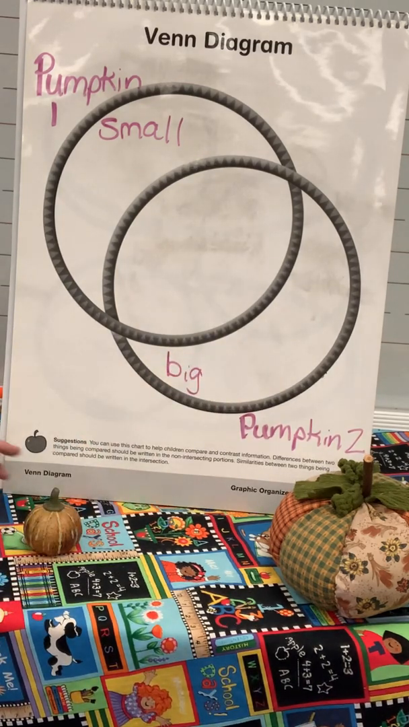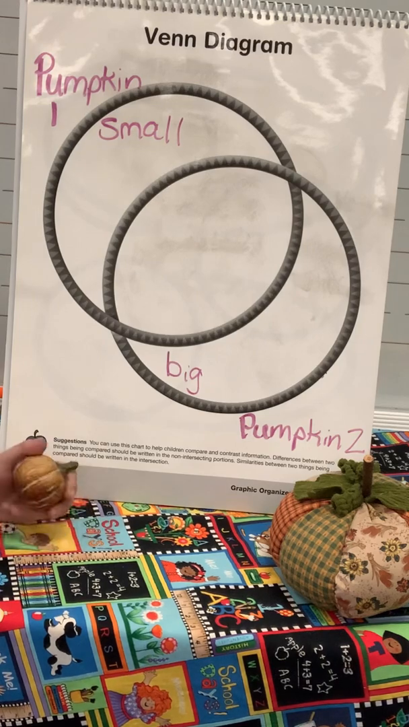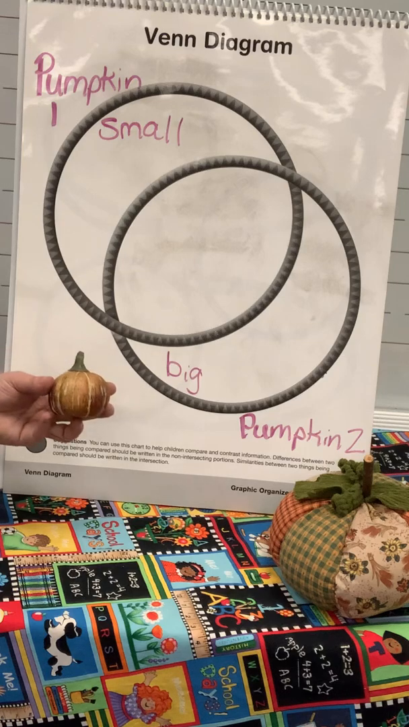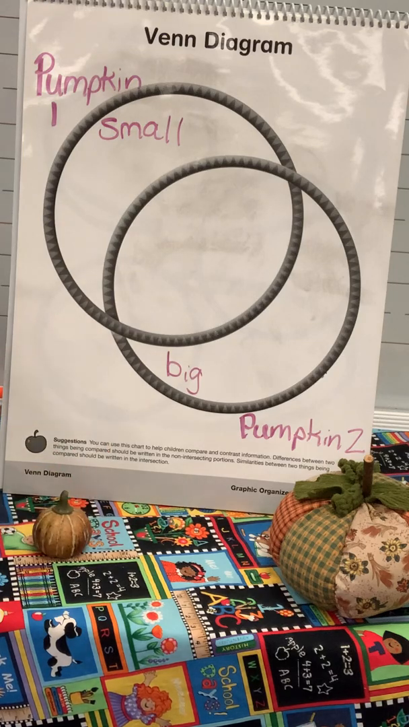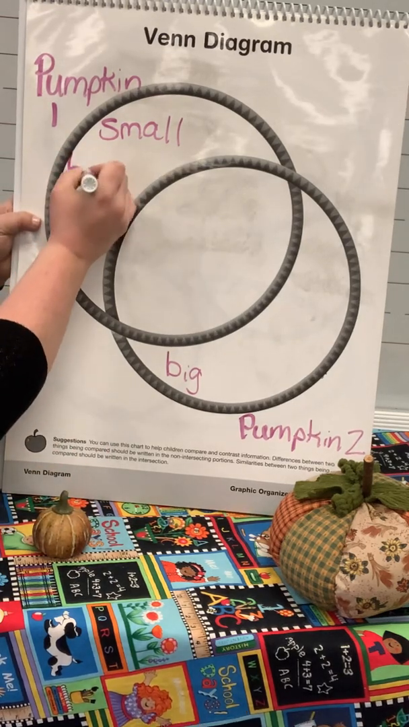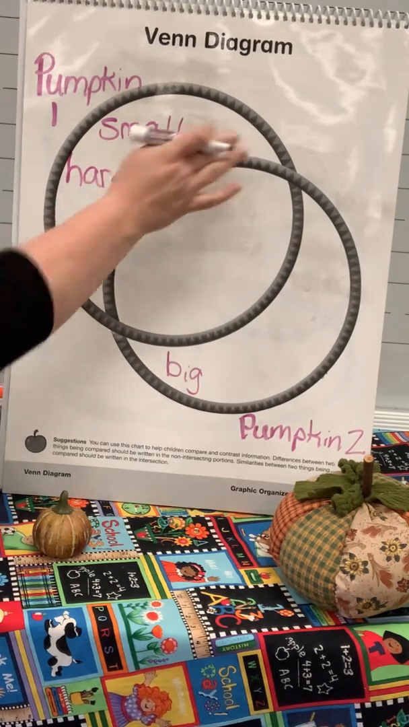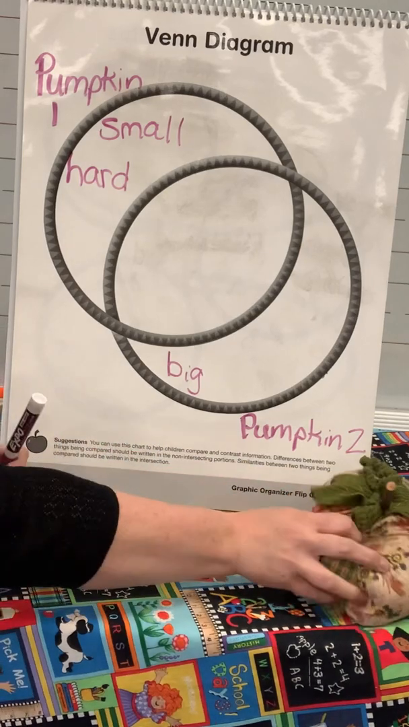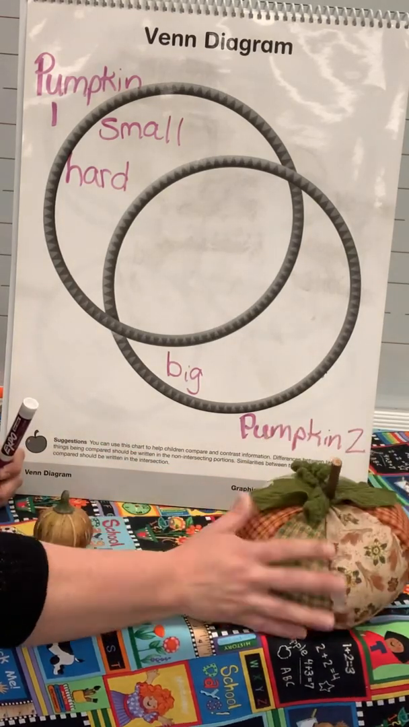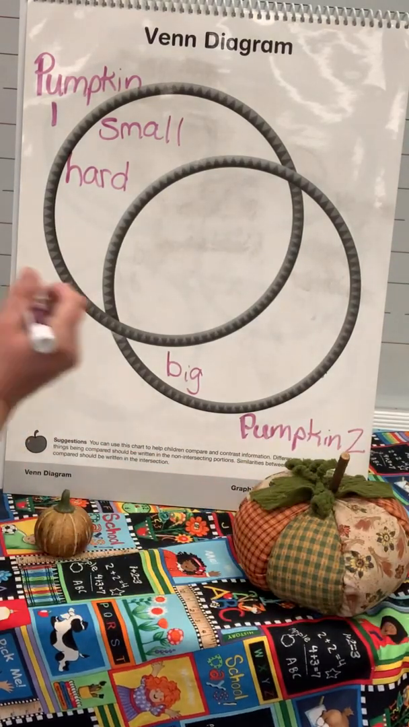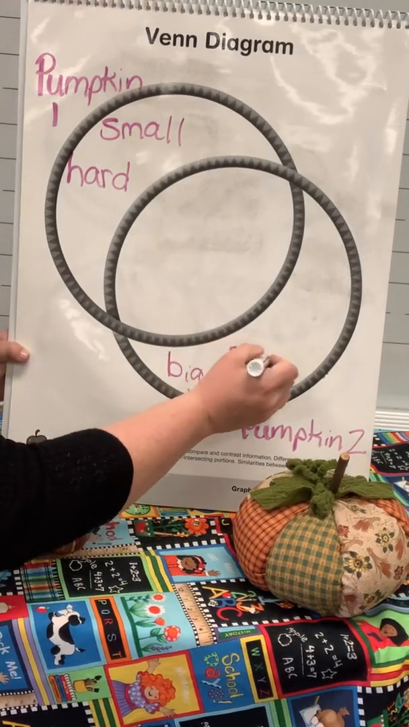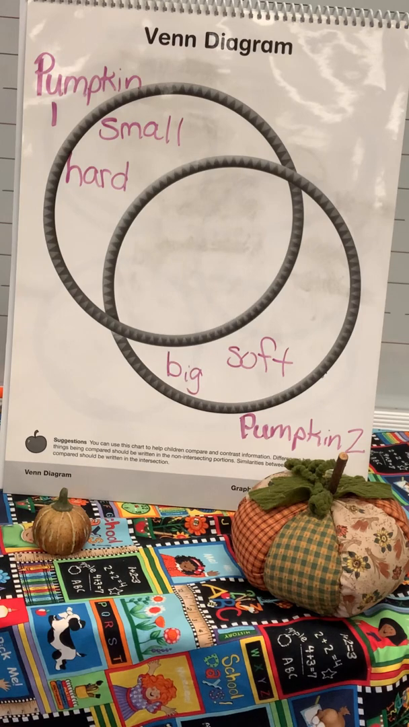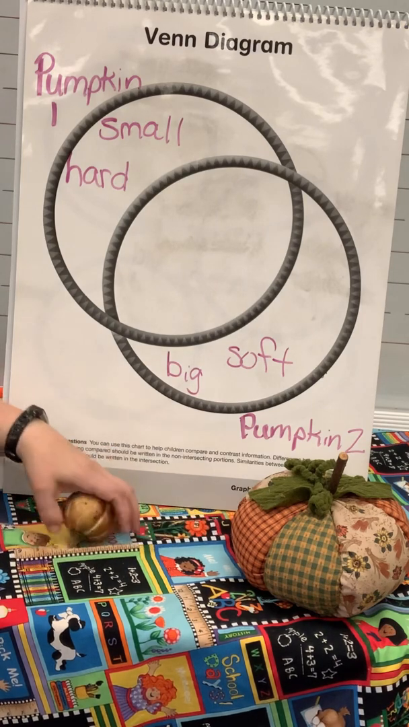Now, I don't know if you can tell this, but can you hear that? Pumpkin 1 is hard. So I'm going to write hard on pumpkin 1's circle. But pumpkin 2 is soft. It's kind of squishy. So I'm going to put soft on pumpkin 2's side.